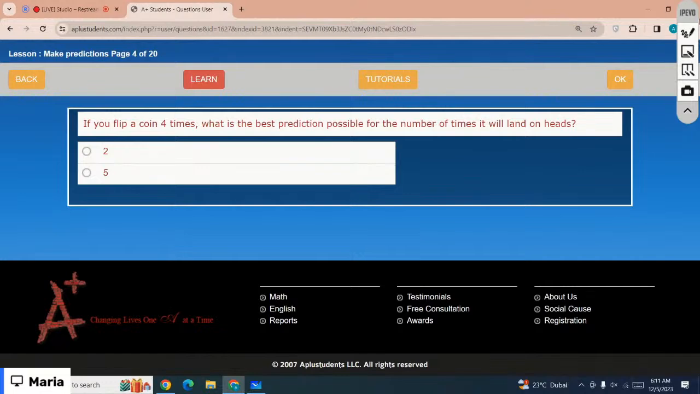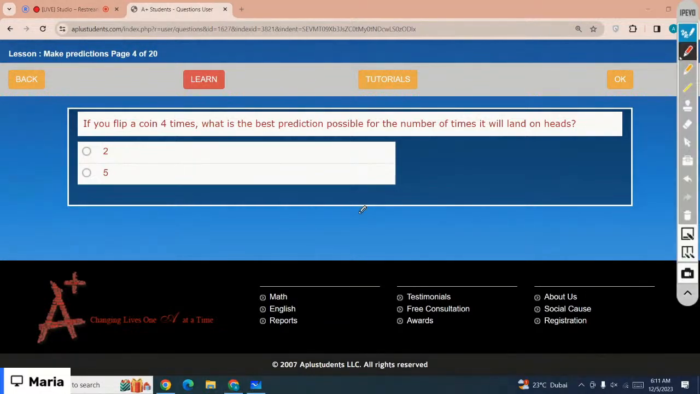Basically, you need to understand the probability of head, right? When you flip a coin, the probability of head is 1 over 2. The important thing here is you did it 4 times, so you need to multiply 1 over 2 times 4. That is 4 over 2, and the correct option is 2, right? That means out of 4, 2 times it will land on head. The correct option is 2.